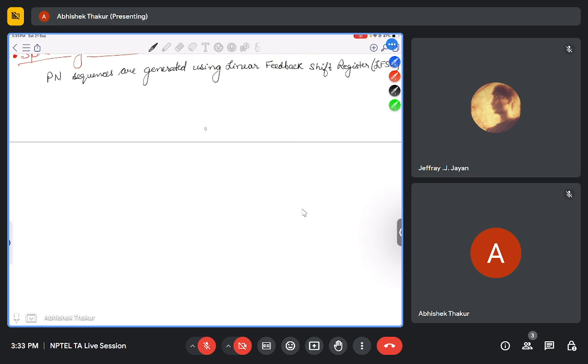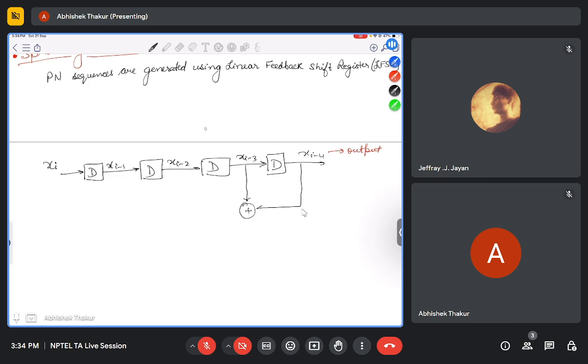So basically in LFSR, the output is the XOR, like output gives the feedback with some delay D. Let's suppose this is our input Xi. After a delay of 1 unit, the input will become Xi minus 1, then Xi minus 2. Again, we will add a delay unit. It will become Xi minus 3. And the output will be Xi minus 4. So this is our output. Now output will give feedback, and this feedback is in such a way that it is a XOR of Xi minus 3 and Xi minus 4, and this is given to input Xi. Okay, so this is known as linear feedback shift register. So the input Xi is equal to Xi minus 3 XOR Xi minus 4.